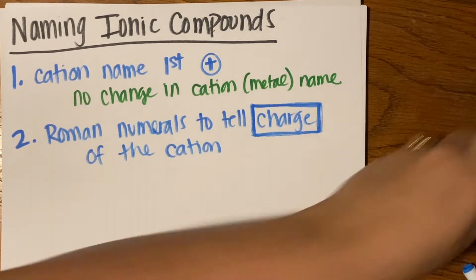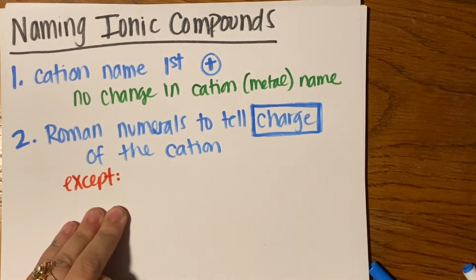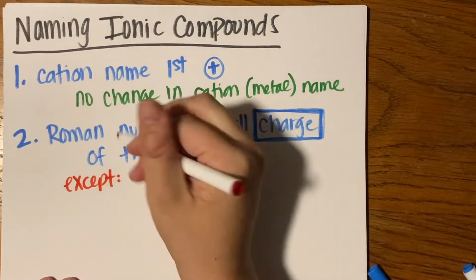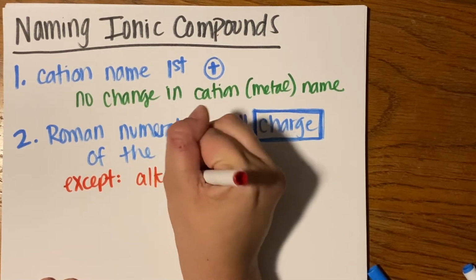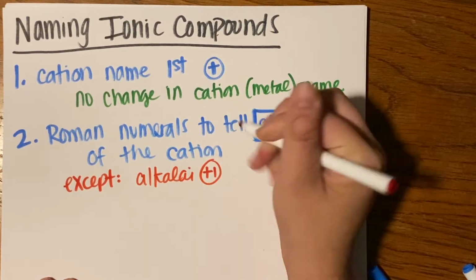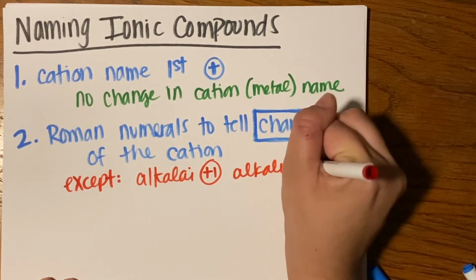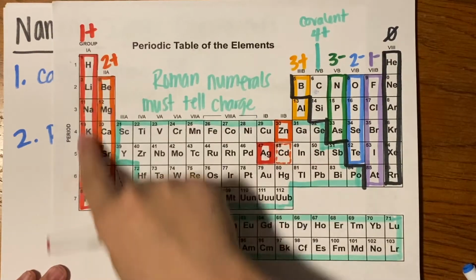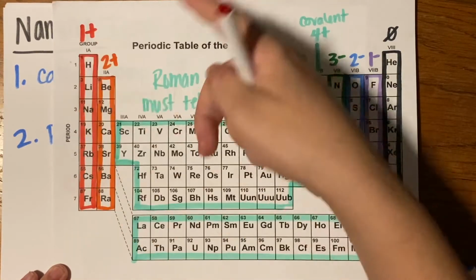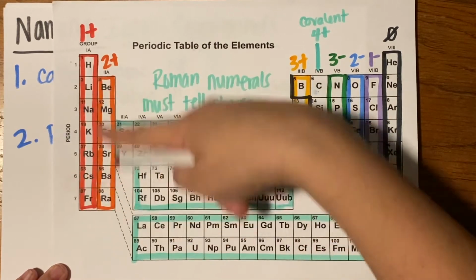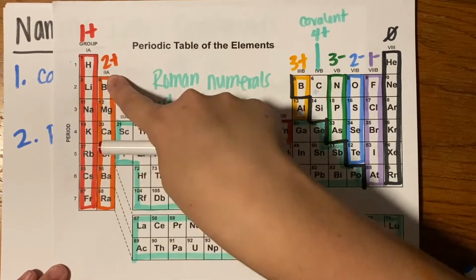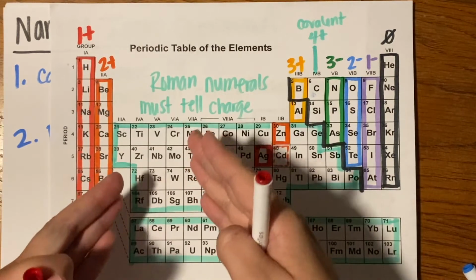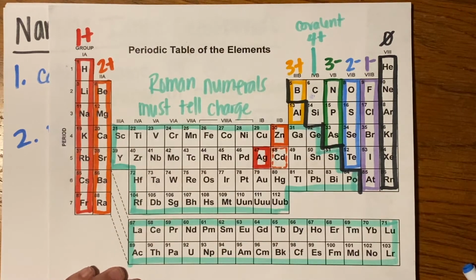And there's exceptions to this rule. So the exceptions are going to be the metals that always have the same charge. So the metals that always have the same charge are going to be alkali metals, which are always +1, alkaline metals, which are always +2. So all these guys in column 1 are always +1, so I don't need to tell Roman numerals, they're always going to be +1. All these guys in column 2 are always going to be +2. I don't need to say is calcium Roman numeral 2 because calcium is always going to be a +2. So I don't need to say it.